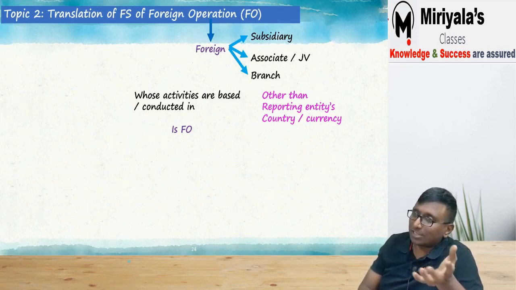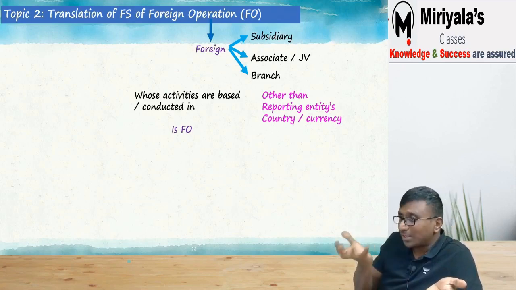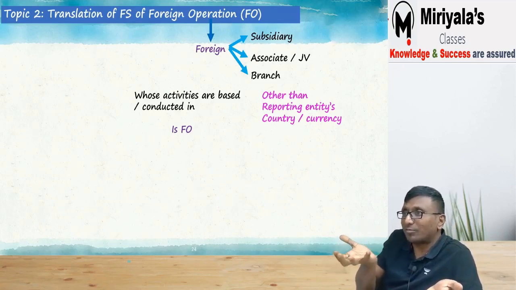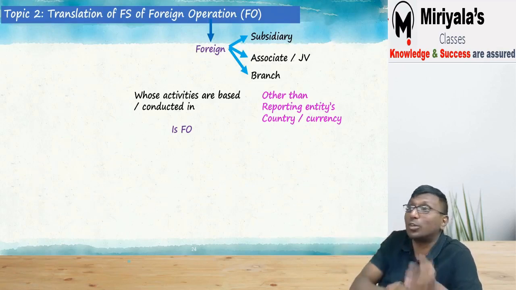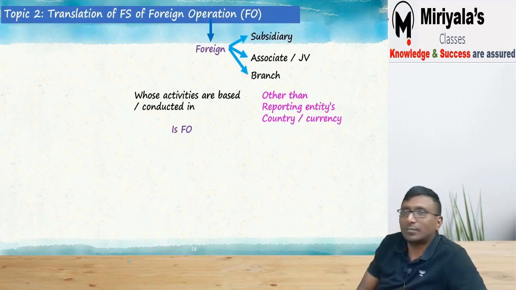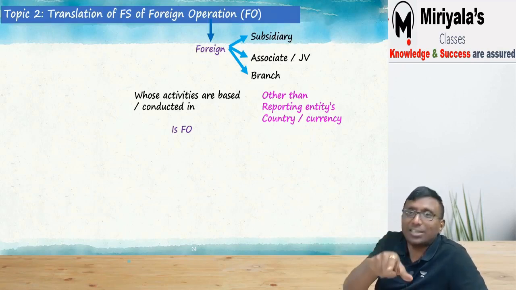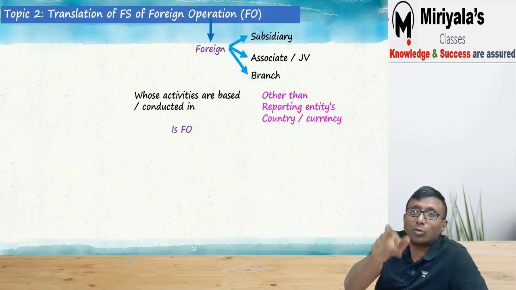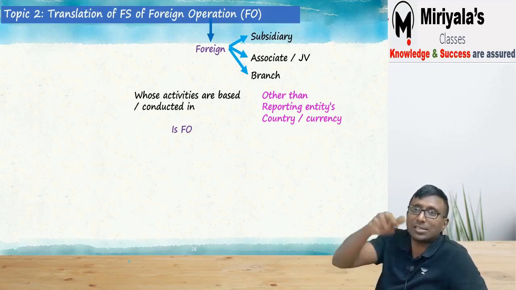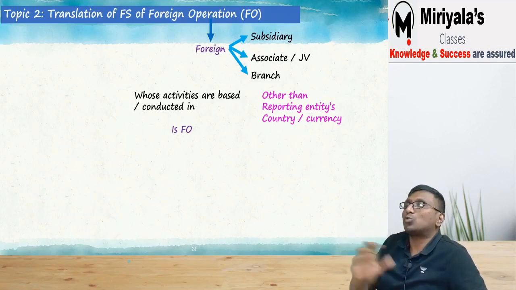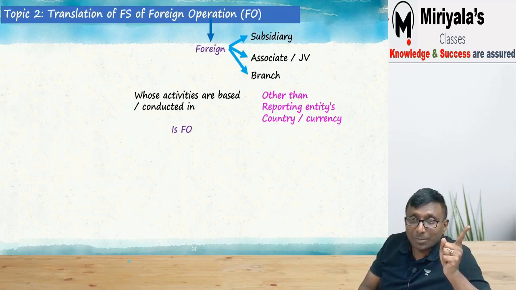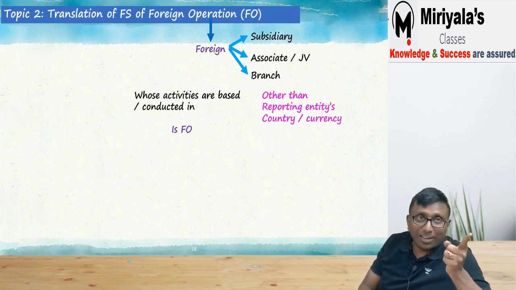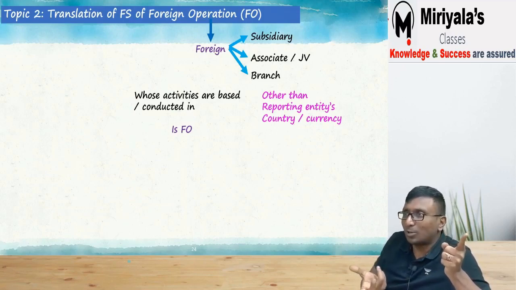Since you are an integral foreign operation, what is the HO's functional currency? Rupee. Then that is the same functional currency for you also, even though you are in the USA. Understood? The minute you are an integral foreign operation, you cannot have your own functional currency. Your functional currency is equal to that of the holding company or HO in India. Now they have to maintain the books of accounts in rupees. When they maintain books of accounts in rupees, I am already in rupees only.